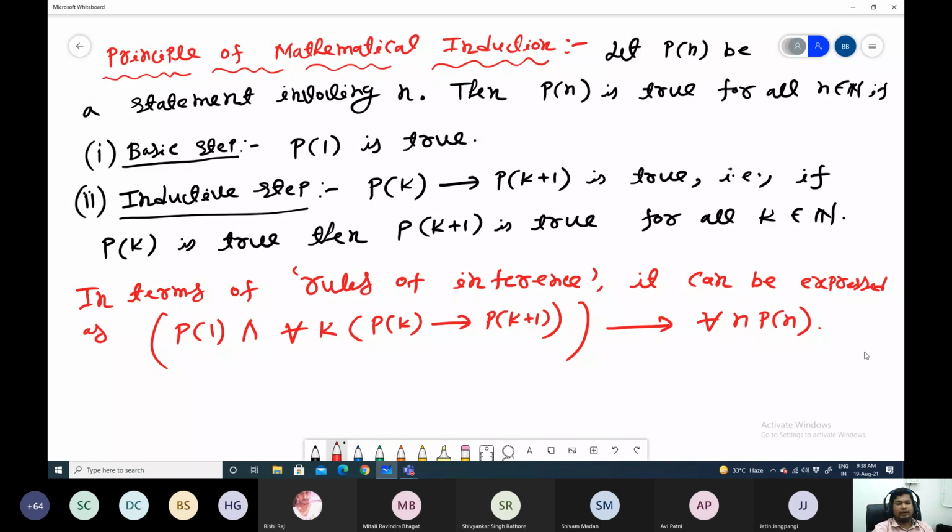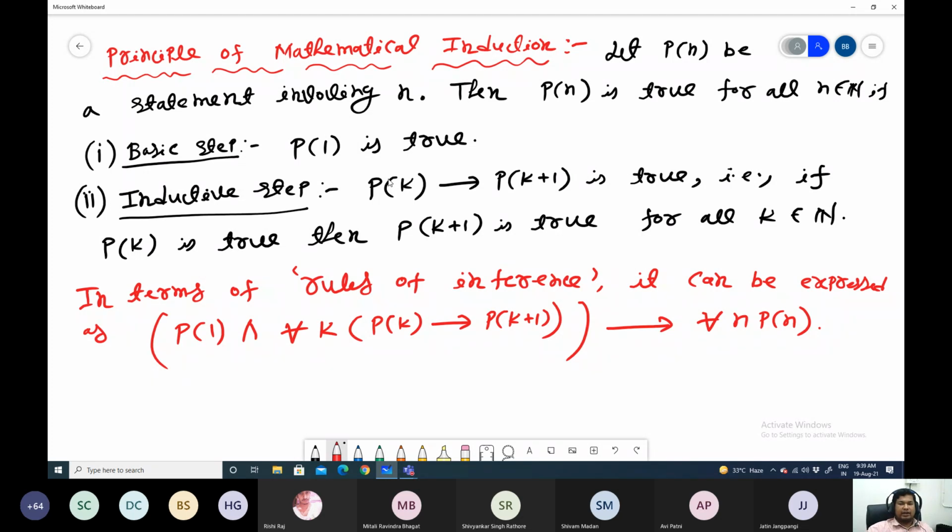Right. Now, there is another observation. Note that here we have written that the basic step is P1 is true. This is actually the standard principle of mathematical induction, but we can do some refinement as well. It might happen that the basic step does not start from 1. It might start from some integer like 2 or some positive integer like 3. In that case, we will prove the basic step for n equal to, say, 2 or n equal to 3.